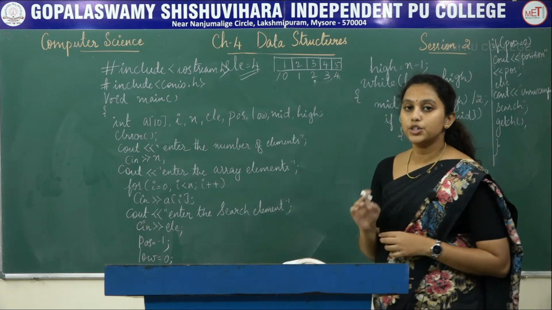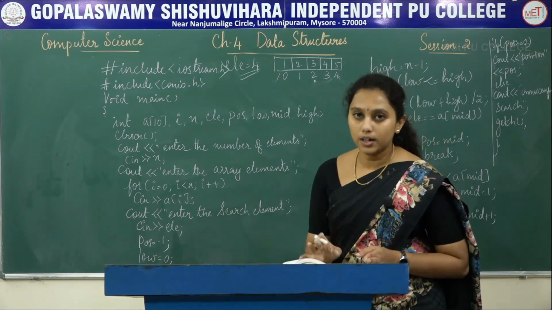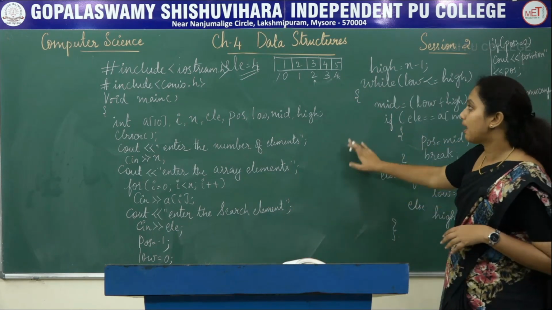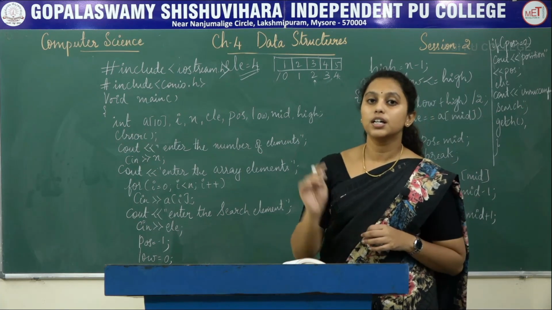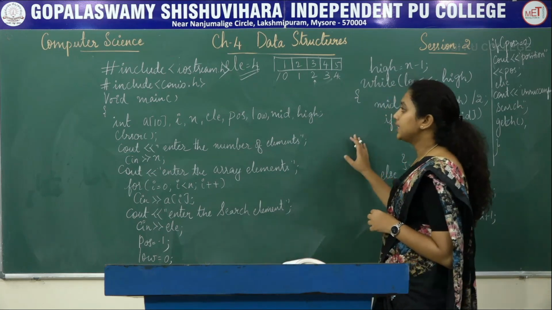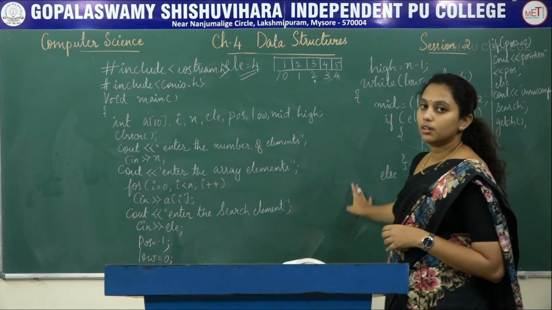Linear search is used when the elements are not in any order. Then we are going to use linear search. When it comes to binary search, the elements should be in a sorted order. Then we are going to use this binary search algorithm. Thank you.